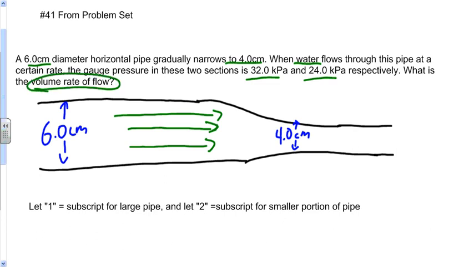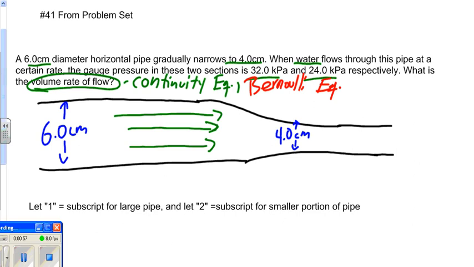So when you hear the words volume rate, we should be thinking continuity equation. What we should also be considering, because we're talking about different pressure changes, is Bernoulli's equation. So it's pretty clear, in order to solve this problem, we're going to use both the continuity equation and Bernoulli's equation to solve. Okay, before we jump in, one last little bit of notation.